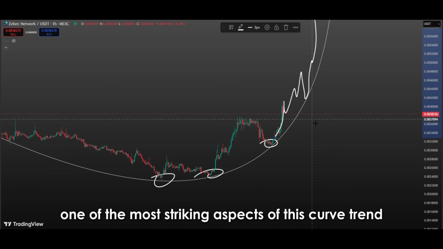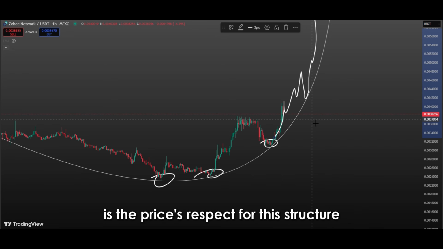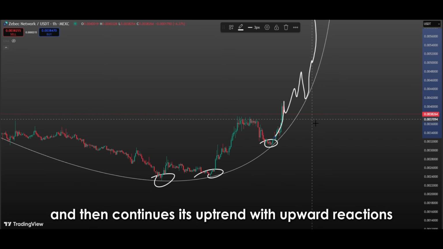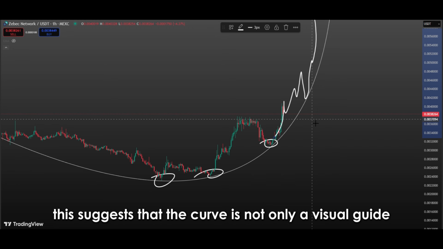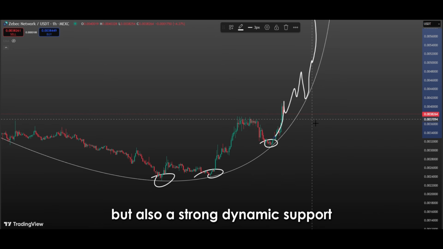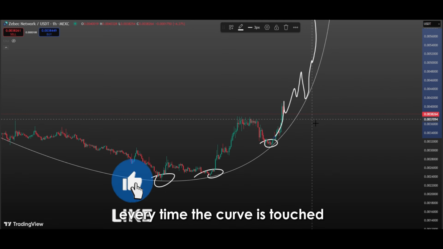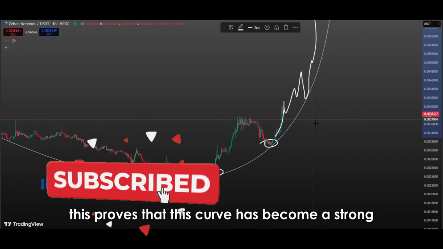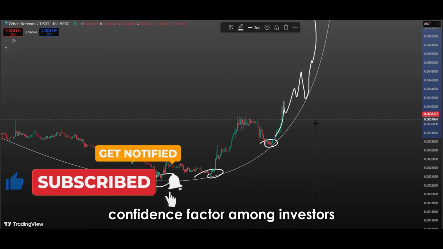One of the most striking aspects of this curve trend is the price's respect for this structure. On each decline, the price approaches this curve and then continues its uptrend with upward reactions. This suggests that the curve is not only a visual guide, but also a strong dynamic support. Every time the curve is touched, buyers are activated and re-enter the market. This proves that this curve has become a strong confidence factor among investors.